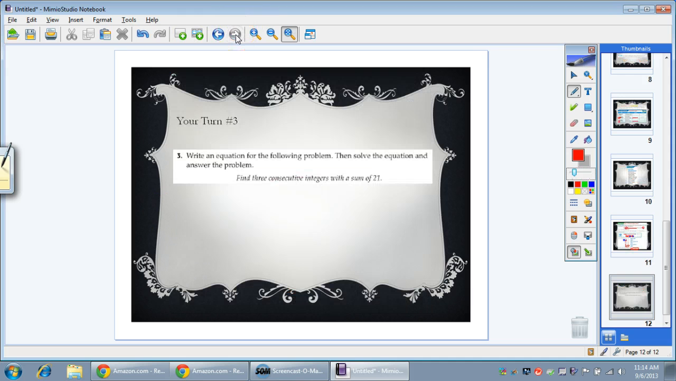Okay, so here's your turn, number 3. Go ahead and do number 3, and this is the last slide. When you're done with number 3, make sure you put your homework away, put it in your homework binder, and bring it back to school so that you can get credit for your homework.